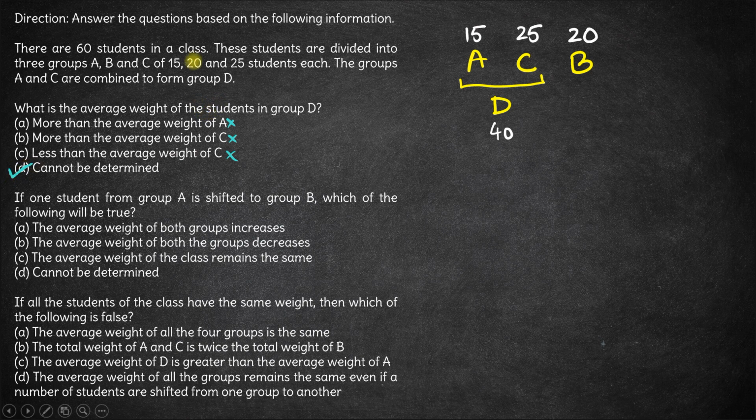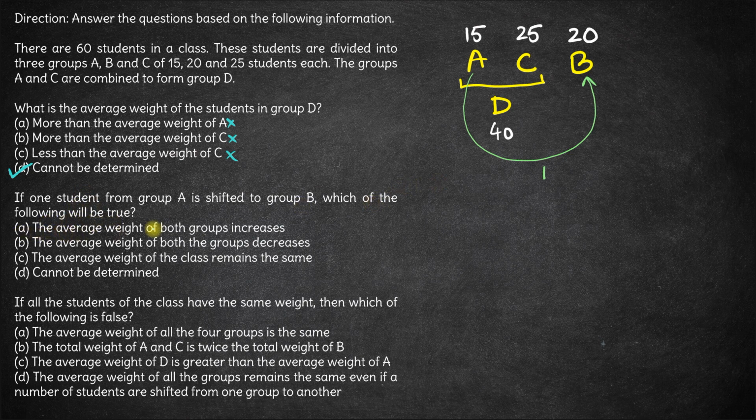Okay, now let's look at the next question here. If one student from A is shifted to B, so one from A is shifted to B, right? So in this case, the number of students in group A, or you would say group D, will reduce by 1, and the number of students in group B will increase by 1. Now let us look at which of the following will be true?